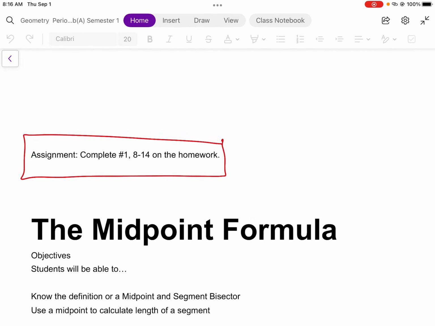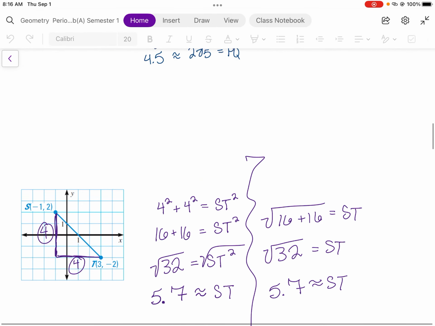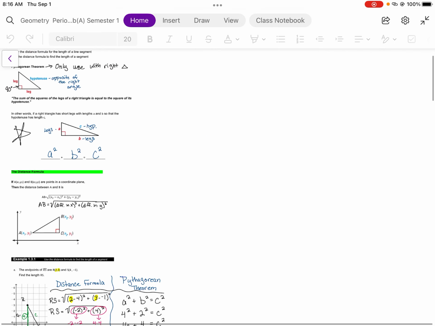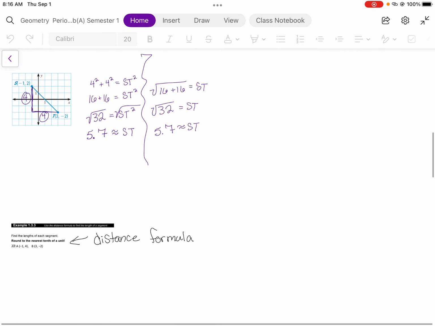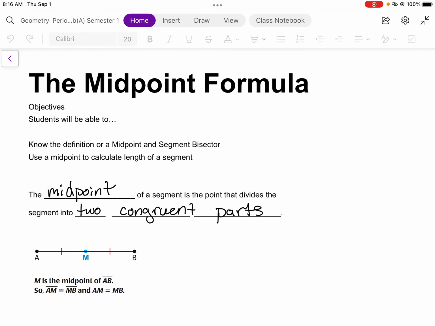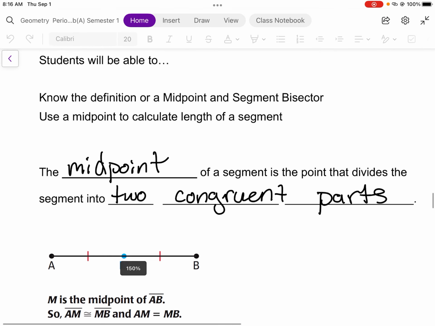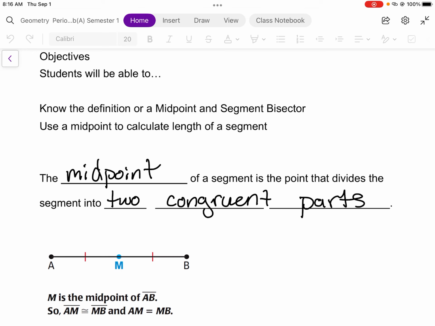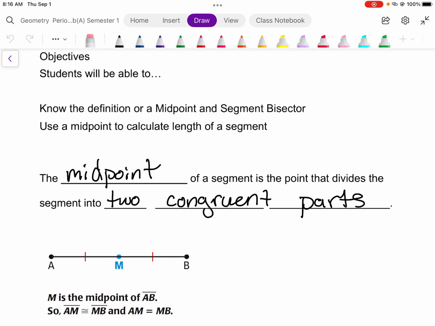Hello, so yesterday we went over the distance formula and we completed the first half of this note packet for lesson 3. Today we are going to be working on the midpoint formula. You'll notice the vocabulary here is already filled in, so you can copy that down on your note sheet. And this says that the midpoint of a segment is the point that divides the segment into two congruent parts. So that means their measurements are going to be equal to each other.